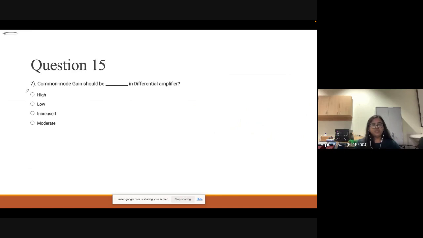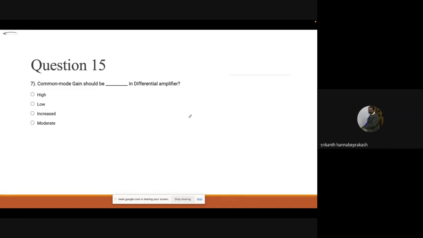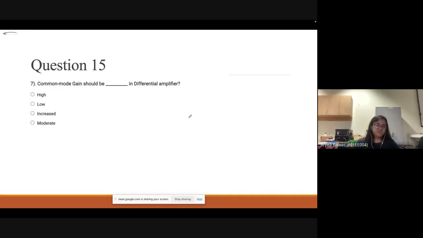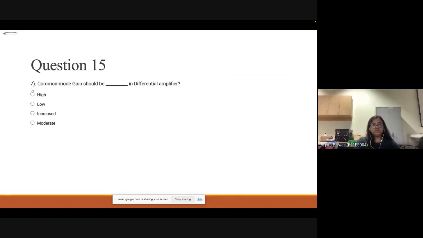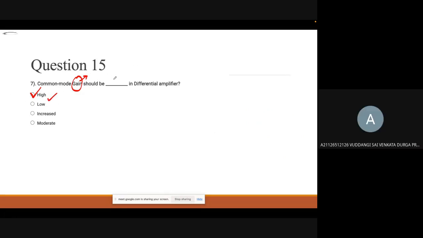This is question number 15. Common mode gain should be dash in differential amplifier. High, low, increased or moderate. Low, ma'am. High, madam. Can you explain, Pradeep? Yes, madam. Generally, common mode gain should be high to eliminate the low frequency hum noise at 50 Hz. So that's why it should be high, madam. Yes, very good. This is high. The common mode gain should always be high. Okay.